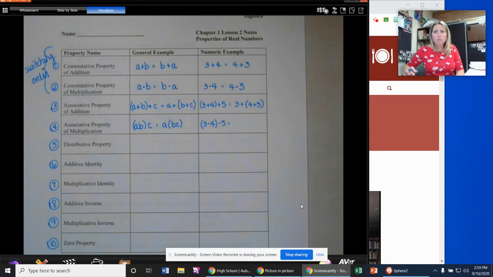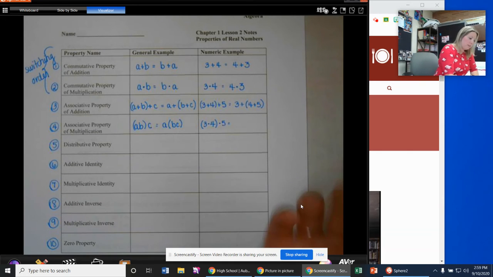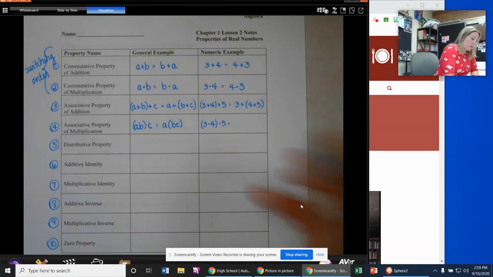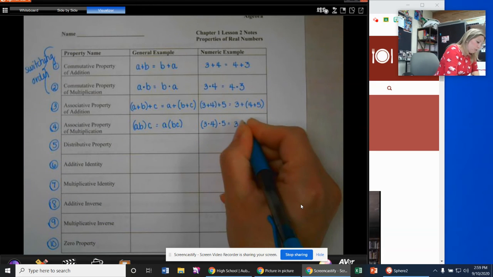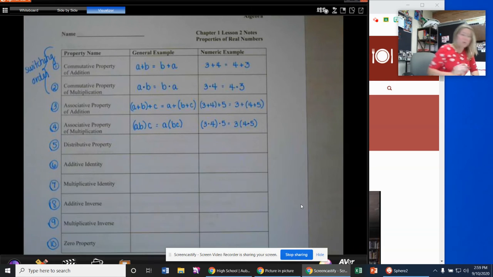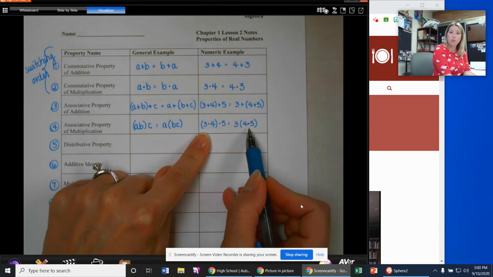3 times 4 is 12. 12 times 5 is 60. 12 nickels, right? Think of it that way. Money. You guys always can figure out money. So I got 60 by this multiplication. Let's try it the other way, where we multiply 4 times 5 together first. So 4 times 5 is 20. 20 times 3 is 60. And there you have it. It didn't matter which group we did first.